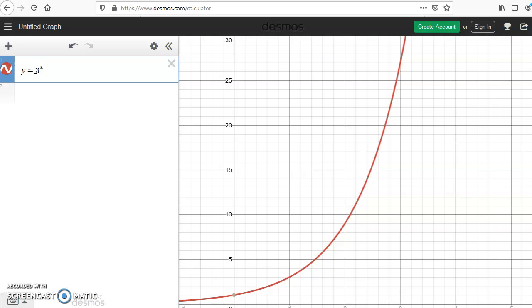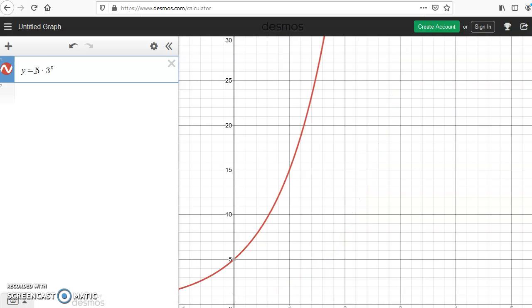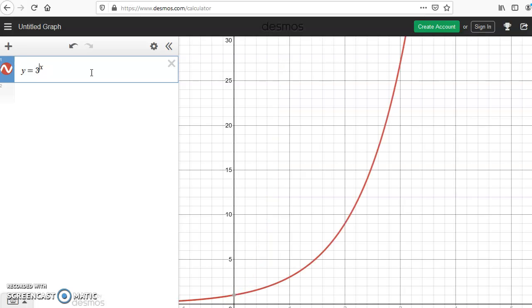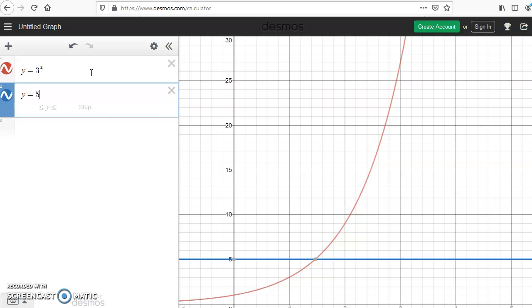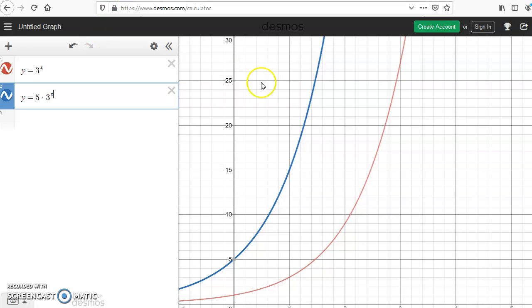So if we tweak this a little bit and do 5 times 3 to the x, like the next example that we've got sitting in the notes file, it's going to look like that. You'll notice it's gotten a fair bit steeper. So if you'd like, you can even graph them one on top of the other. So let me do that. So there you go. You can see the blue 5 times 3 to the x graph is climbing much more sharply than the one that we've got right there.